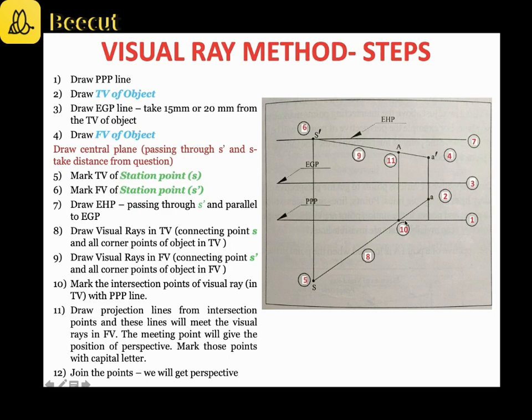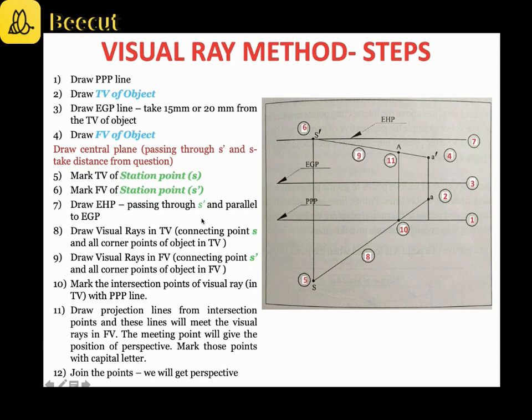So after completing the top view, if this is the point of the higher altitude of the top view, then from this point A you have to take 15 mm above that point. Then you have to draw a parallel line that is parallel to PP, and that is being stated as EGP. You have to write it as EGP, and here you have to write it as PPP.